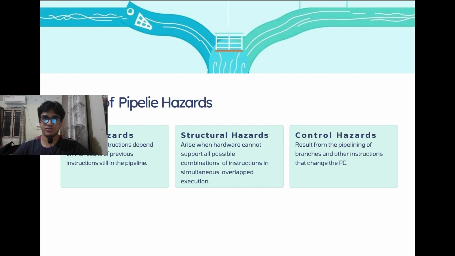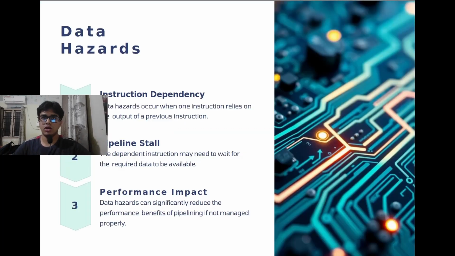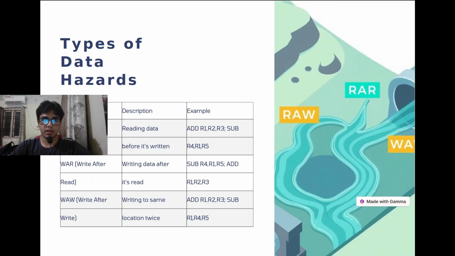Types of pipeline hazards. We have three types of pipeline hazards: structural hazards, data hazards, and control hazards. Data hazards happen when instructions depend on data being produced by previous instructions that hasn't been completed yet. There are three types of data hazards: RAW, read after write, reading data before it's been written; WAR, write after read, writing data after it's being read; and WAW, write after write, writing to the same location twice.